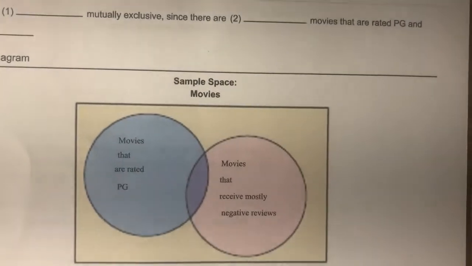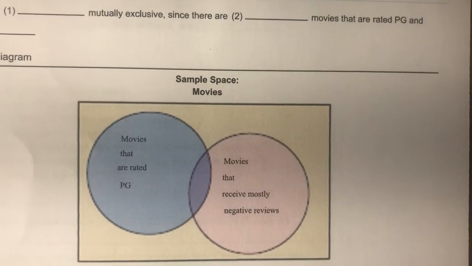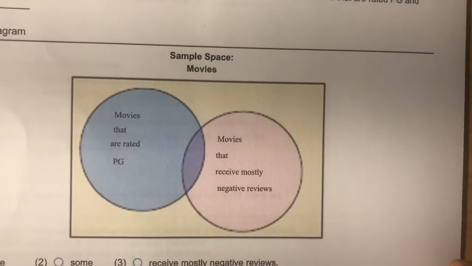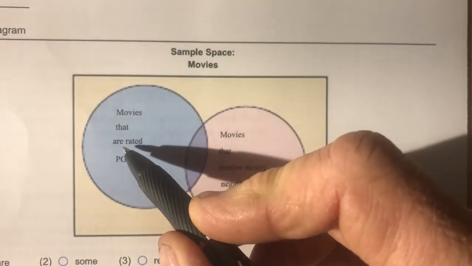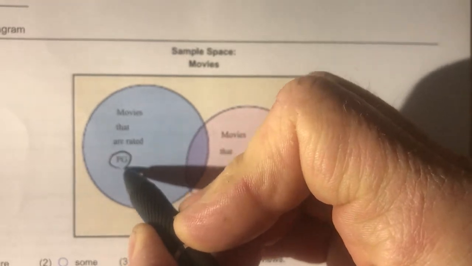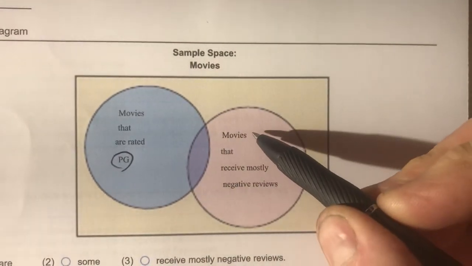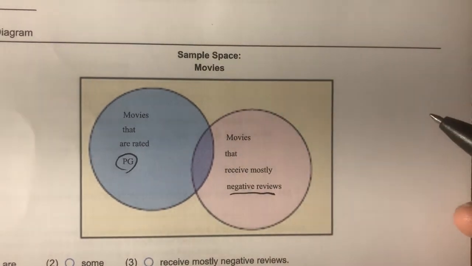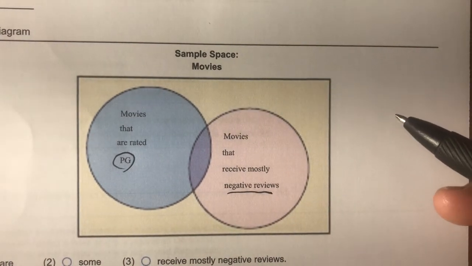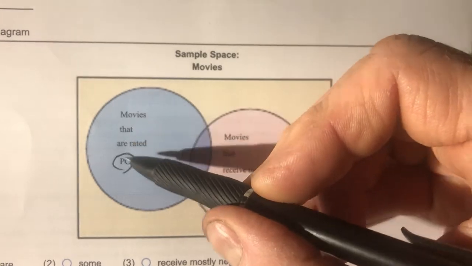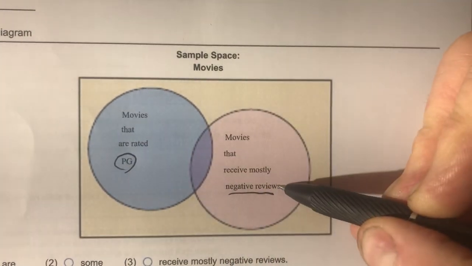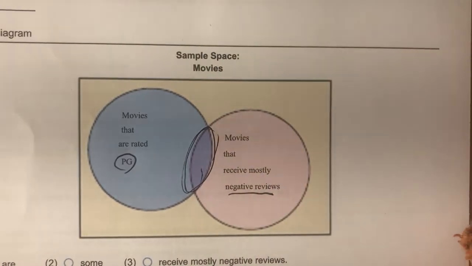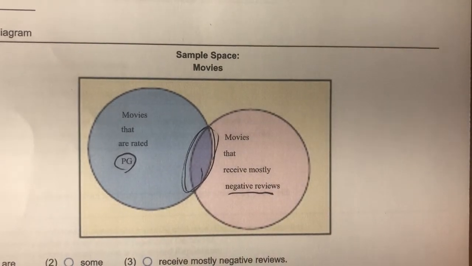Let's go to another one here. All right, maybe I'll make this one make more sense. Decide whether this Venn diagram is mutually exclusive. All right. Movies that are rated PG. So we got PG movies in this blue one. Here we have movies that receive mostly negative reviews. Okay. Now, there are some movies that are rated PG that have negative reviews. So that's what this is right here. That's the intersection of the two. So these are not mutually exclusive.